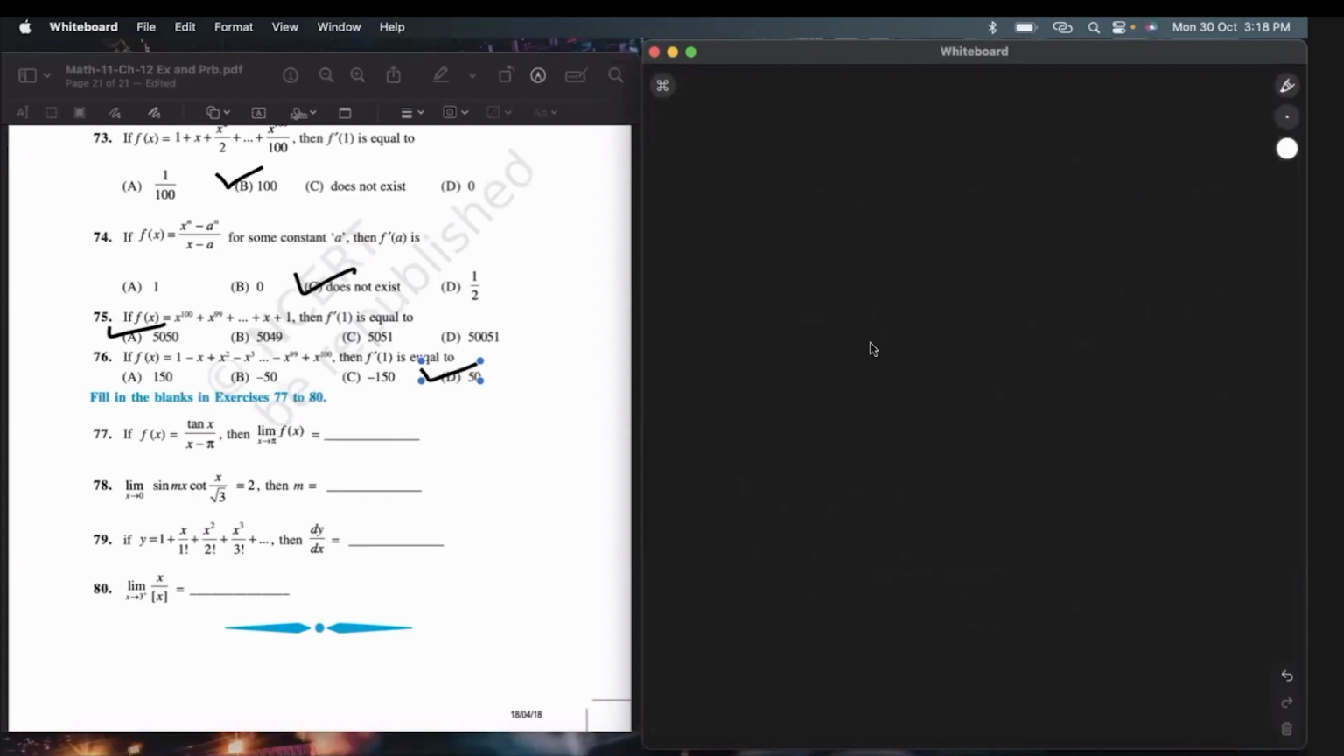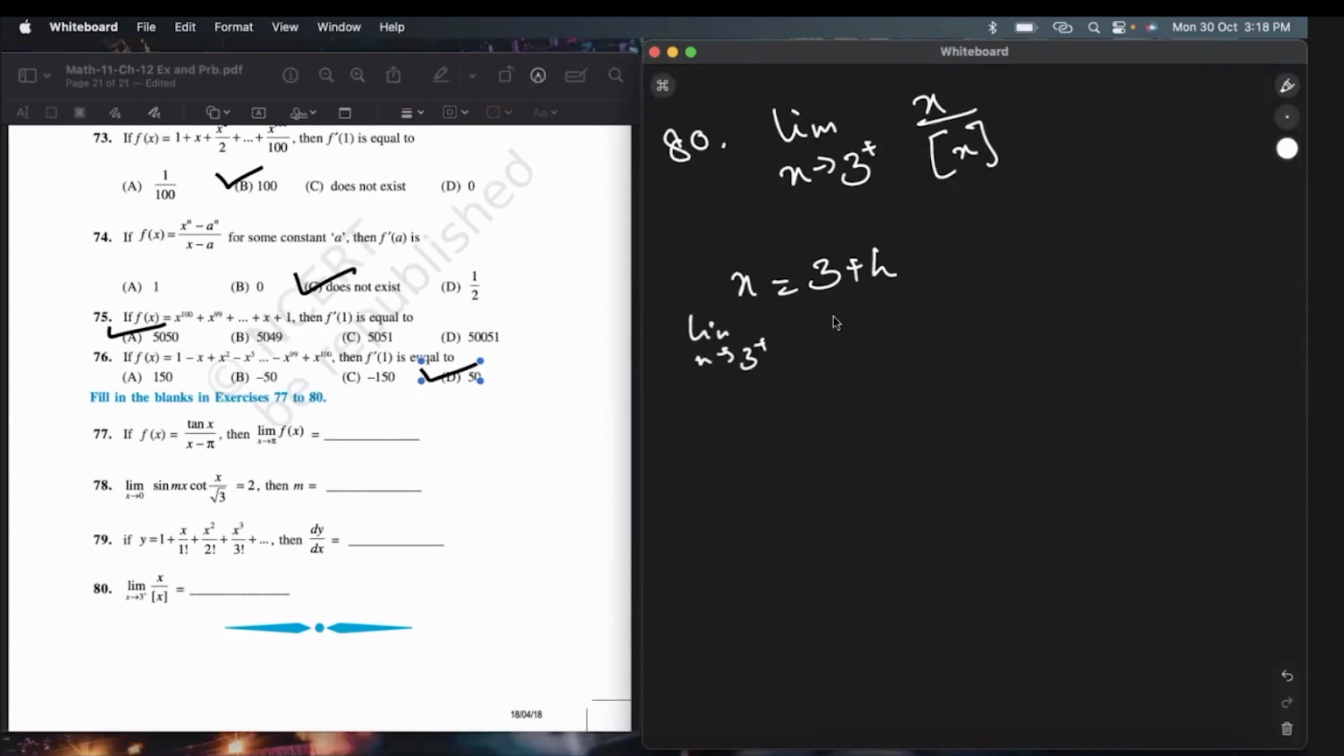Now moving on to the last question. So in question number 80, you can see that the limit for x is going to 3 positive, and we have the greatest integer function of x. Alright. So what happens here is I can write it like this: x is equal to 3 plus h. When x is tending to 3 positive, the limit for x is tending to 3 plus and the limit for h is tending to 0.